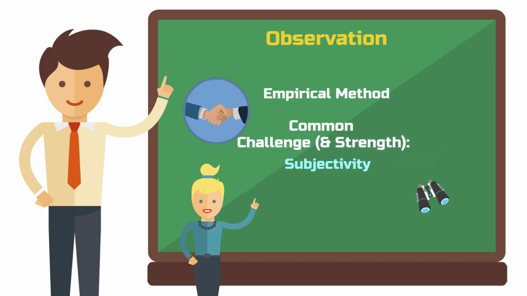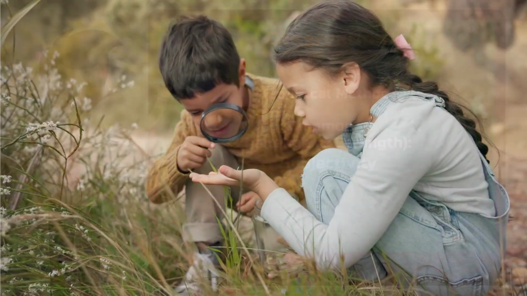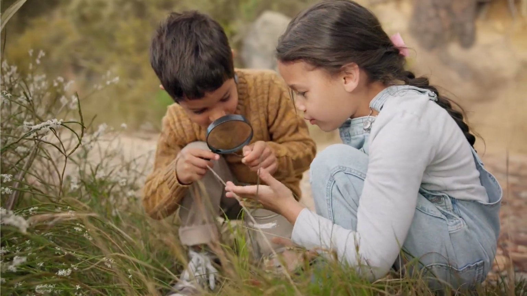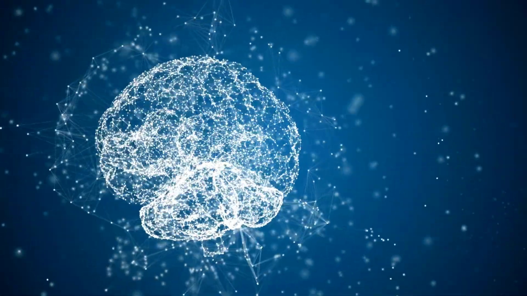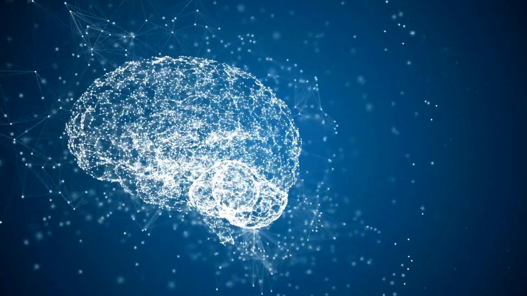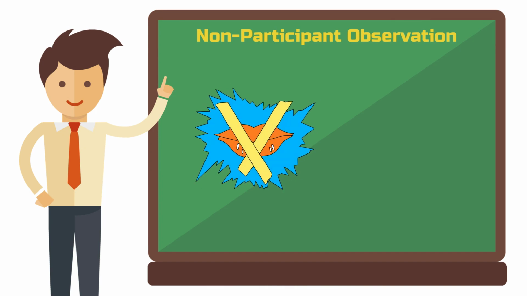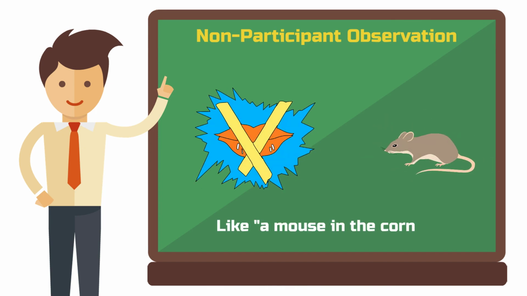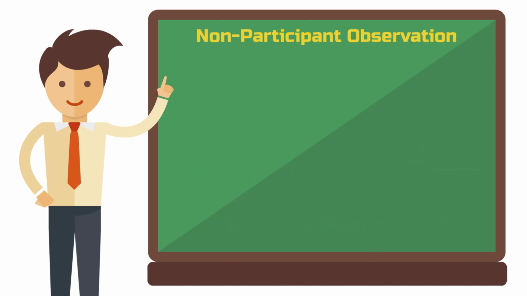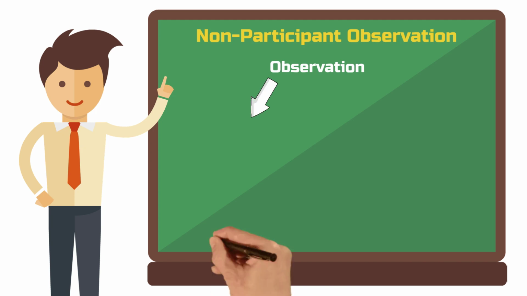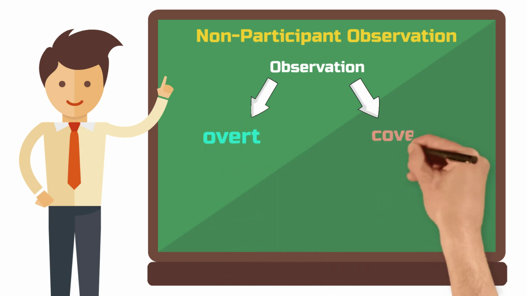Subjectivity is common in qualitative research, but in observation it is even more pronounced as everything is filtered through the researcher's own perceptions and senses. In non-participant observation, just as the name suggests, you remain an outsider, merely watching without engaging in the activity. Besides the distinction between participant and non-participant observation, another key factor is whether the observation is overt or covert.